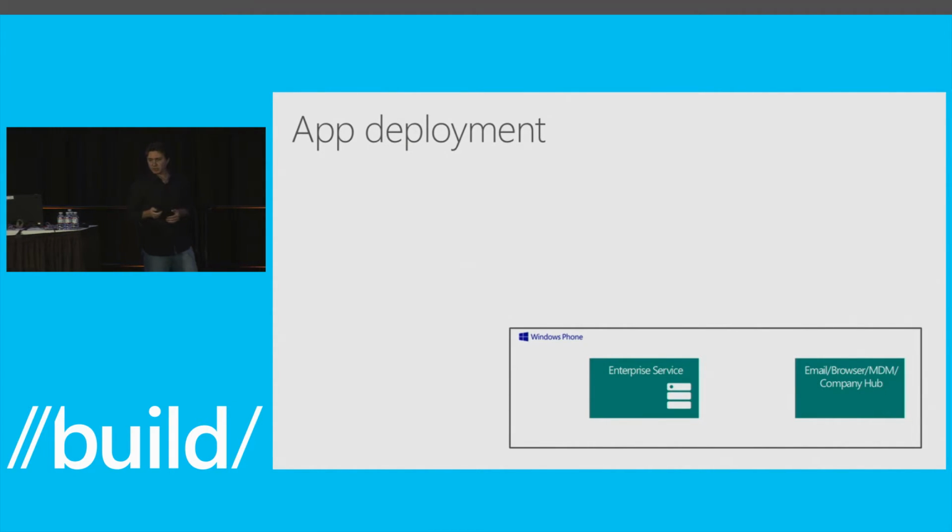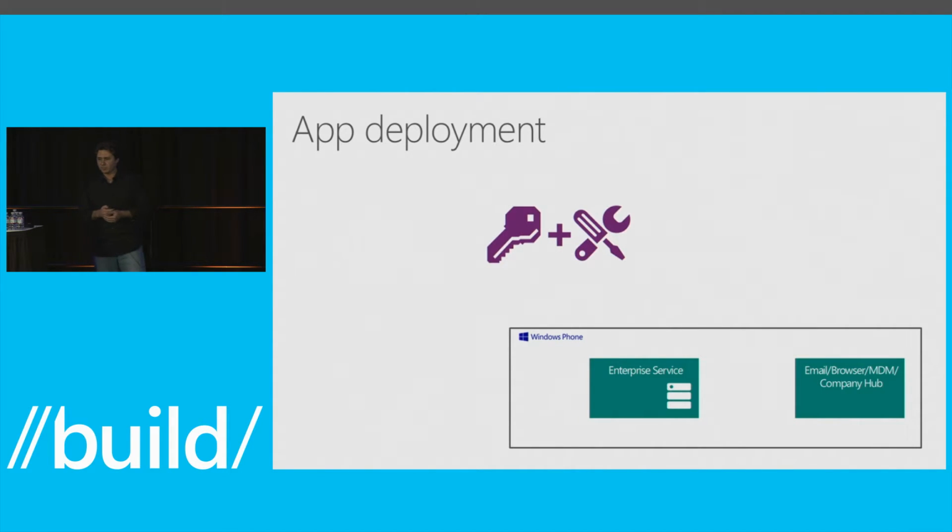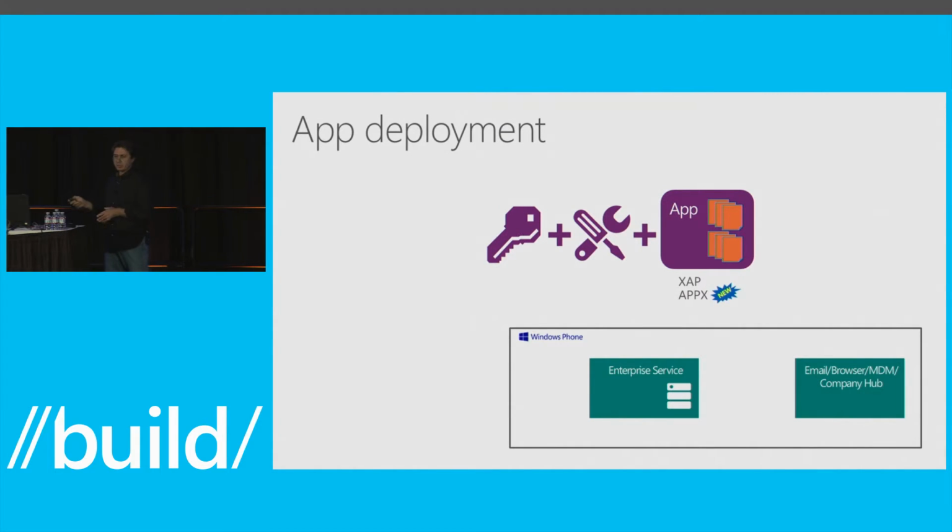Now I can go and deploy them to phones that have already been enrolled in that specific enterprise. So I take that same key that we tucked away, take the same Windows Phone SDK, and take an unsigned application. Windows Phone 8 supported only the XAP packages, the Silverlight apps. In Windows Phone 8.1, we've added the ability to create AppX applications and sign those with company certs. Not company hubs, but other kinds of applications.